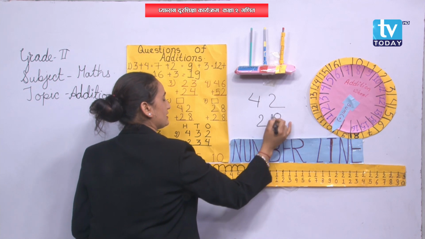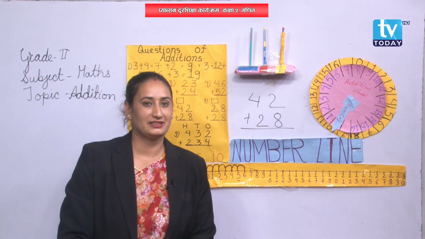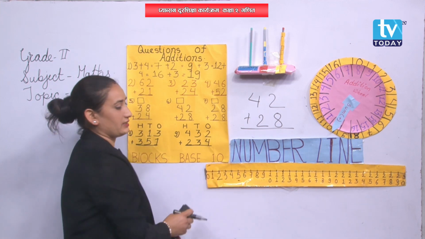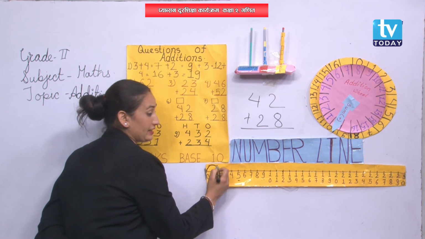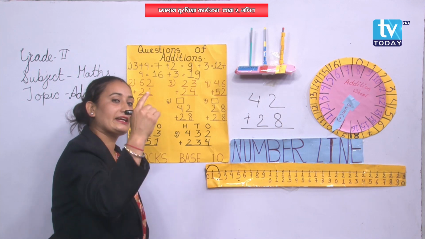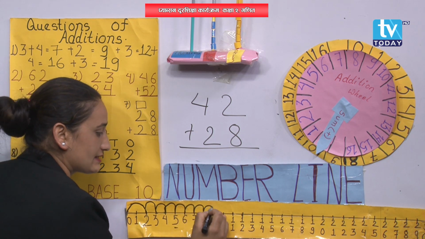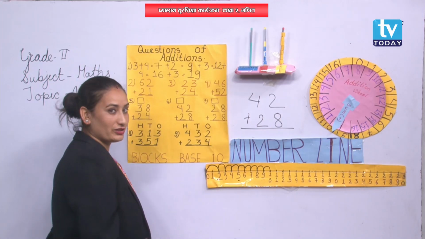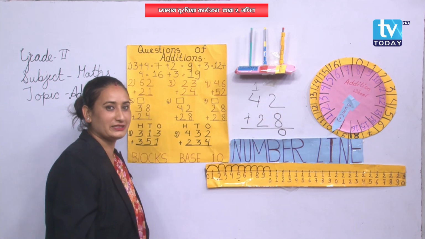42, 28. Let's add it. So can we do? Okay. Now do the same way. Okay. 2 students are jumping. How many times? 2 times. Again they are jumping 8 times. 1 time, 2 times, 3, 4, 5, 6, 7, 8. Altogether how many times they have jumped? 10 times. So you have to write 0 here, 1 here. Are you getting me? Okay.